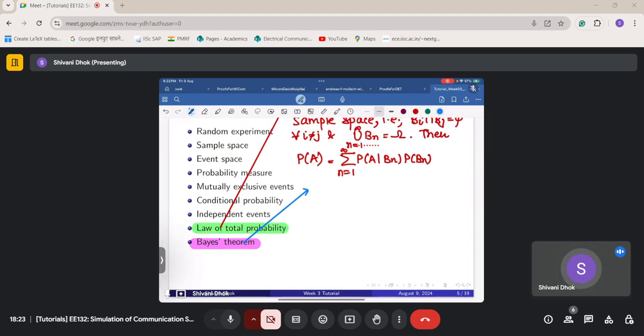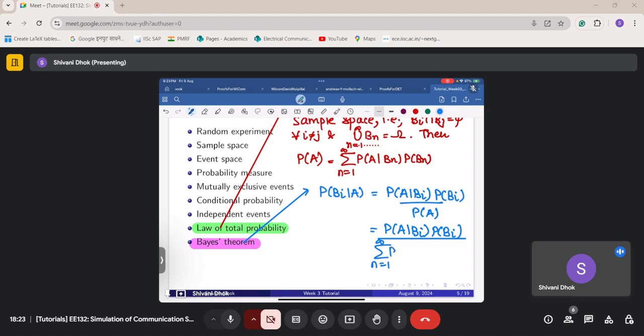So this Bayes theorem is like this. We have probability of Bi given A as probability of A given Bi into probability of Bi divided by probability of A, and then we can substitute the definition we obtained for probability of A. So we get probability of A given Bi into probability of Bi divided by summation n running from 1 to infinity probability of A given Bn into probability of Bn. So this thing here is known as Bayes theorem.